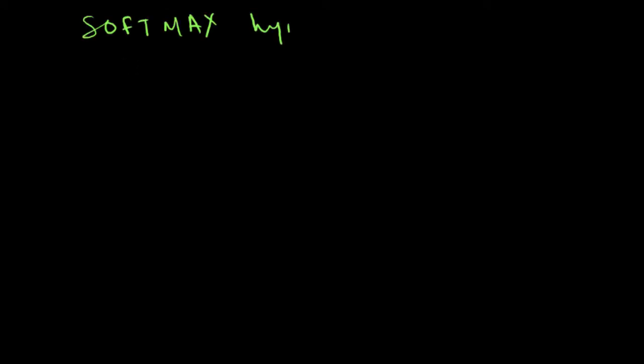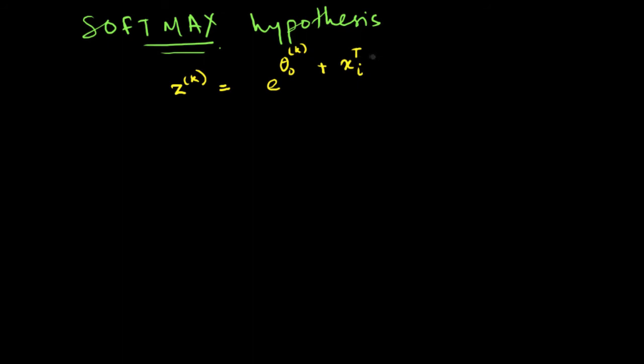So here for the hypothesis function, what we use is the softmax. So this is our hypothesis function. So now we define a quantity z_k which is equal to e power theta 0 k plus x i transpose theta k.